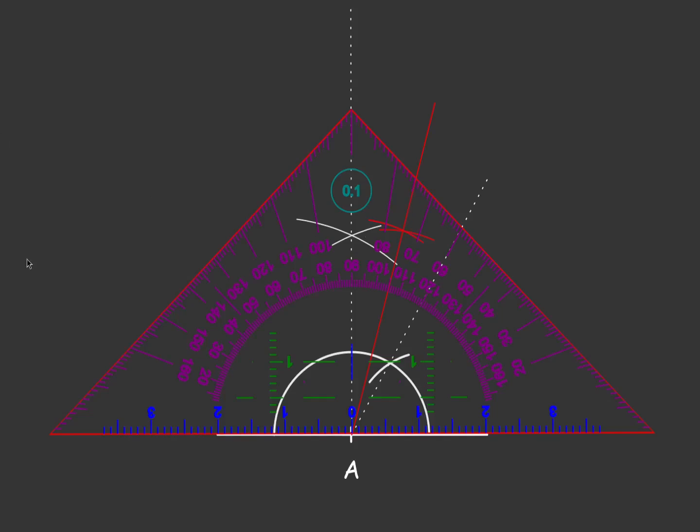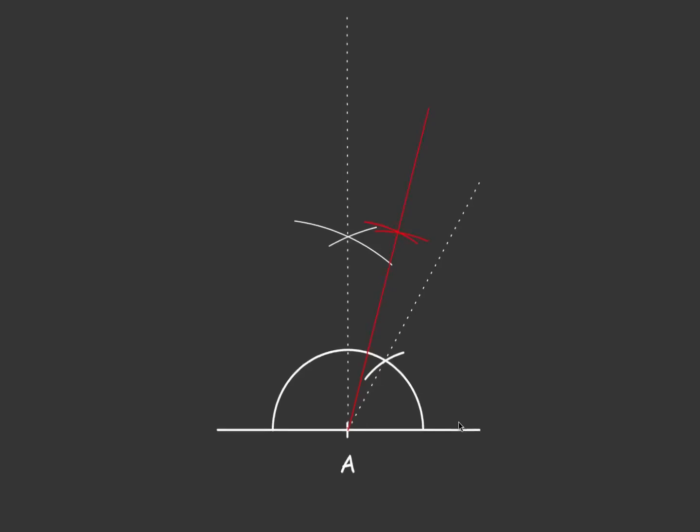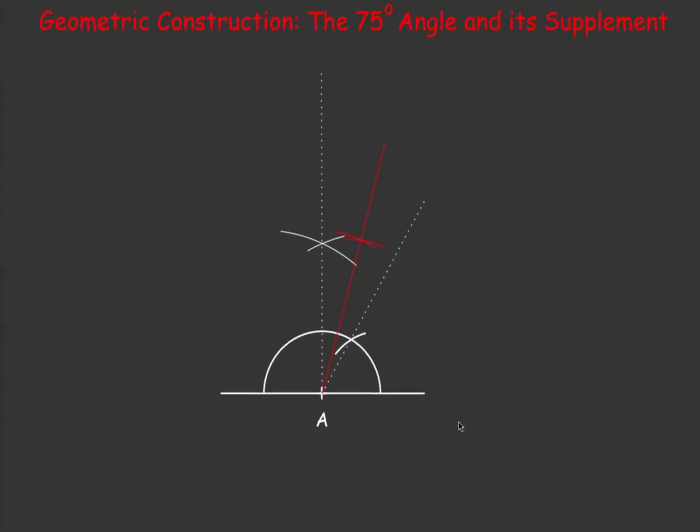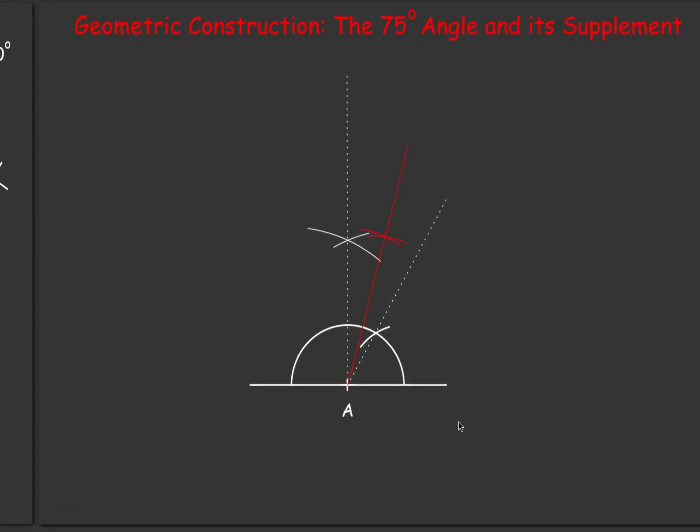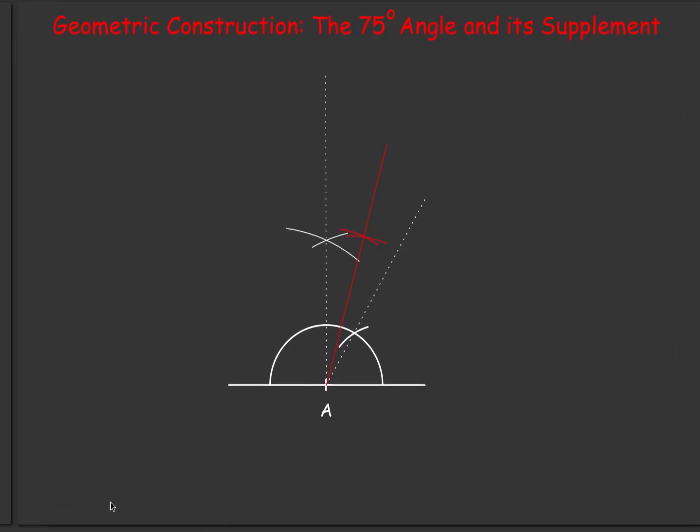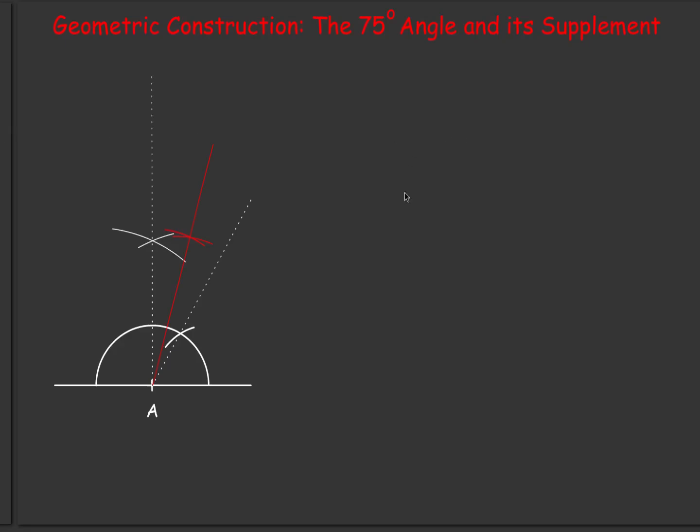Now to the second part, where we say we want to construct the angle 105 degrees, which is actually a supplement of our angle 75 degrees. We have actually done that already. What do I mean by we have done that already? Now, you should take note that the angle 75 added to 105 gives us 180 degrees.